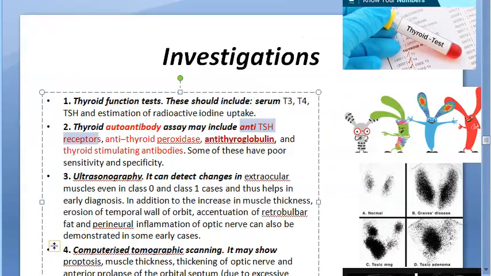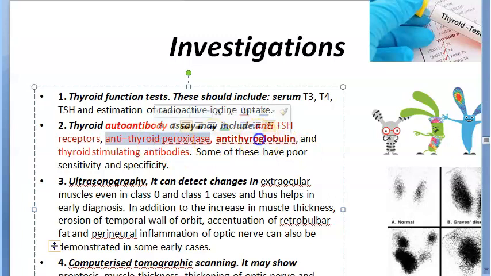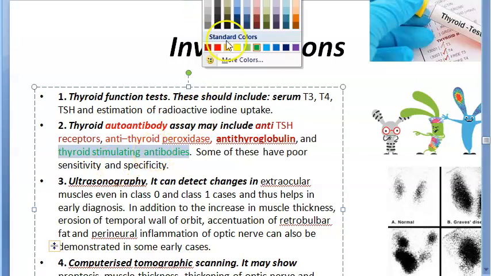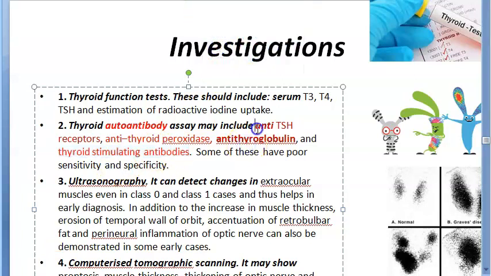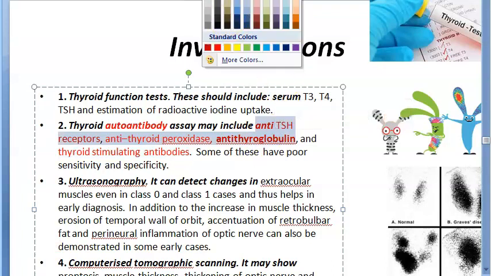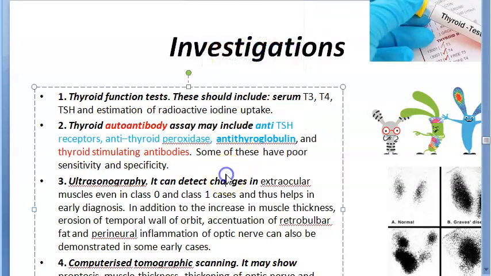Are they anti-thyroperoxidase antibodies? Are there anti-thyroglobulin antibodies? Thyroid stimulating antibodies? Are they stimulating the thyroid? So thyroid stimulating antibodies by themselves will create the hyperthyroidism, isn't it? That is what is bad for us. Everything else could be causing a hypothyroidism case.